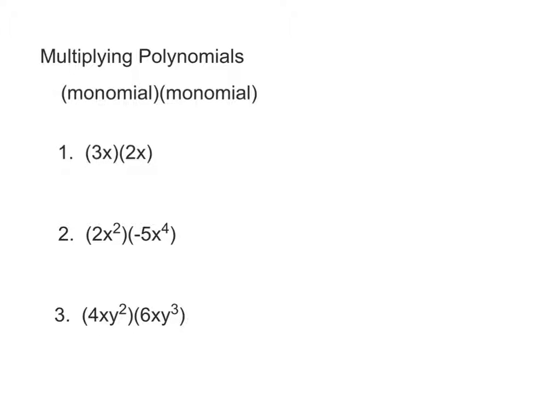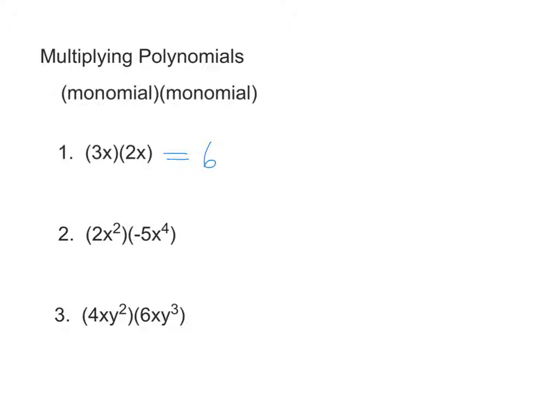When we're multiplying polynomials, here we're going to do just a monomial by a monomial, so one term by one term. The way it works is we're going to multiply coefficient by coefficient. So that means the 3 is the coefficient here and the 2 is the coefficient in the second one. 3 times 2 is 6. And then we'll multiply the variables together. So x times x. And you have to know, yeah, it is x squared.